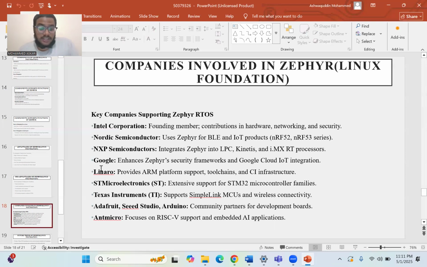Google, the most popular one, enhances Zephyr's security frameworks and Google Cloud IoT integration. Linaro, another important one, provides ARM platform support, toolchains, and CI infrastructure. And Texas Instruments supports SimpleLink MCUs and wireless connectivity. Adafruit, Seeed Studio, and Arduino are community partners for development boards. And the last one, but not the least, would be Ant Micro, which is focused on RISC-V support and embedded applications.